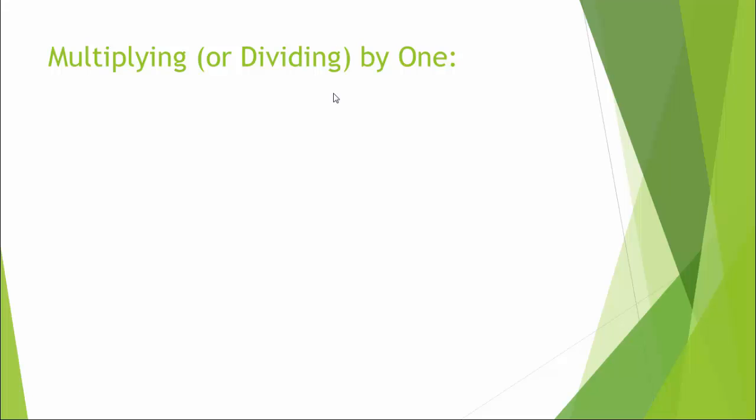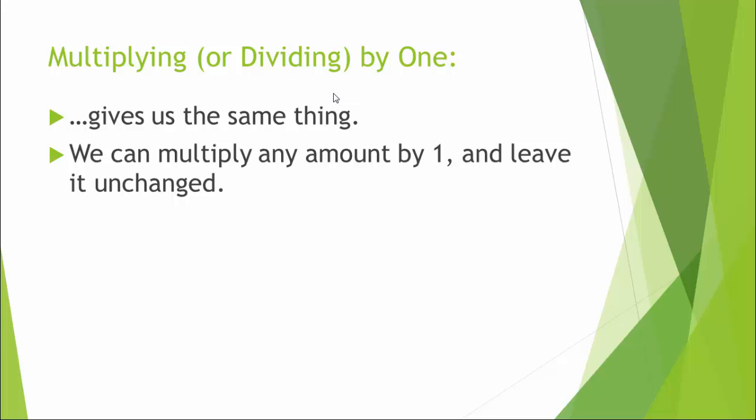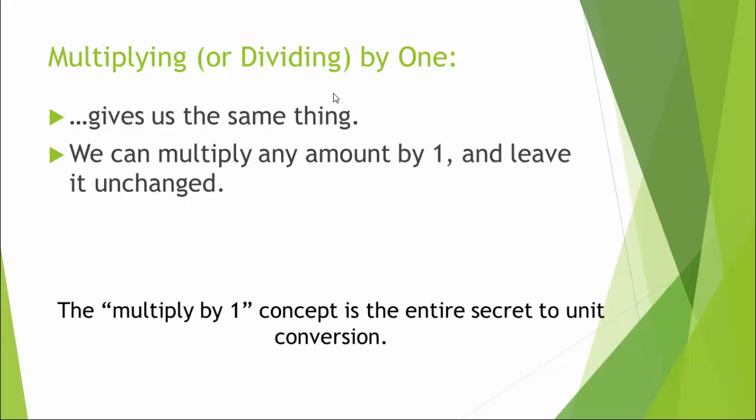In fact, the same thing happens if we divide by 1. 9 divided by 1 is equal to 9. So, if we multiply or divide by 1, we still have the same thing. We haven't altered it in any way. So, we can use this trick to do unit conversions if we have one small additional piece of information. And this multiply by 1 concept is the one I want you to master today.